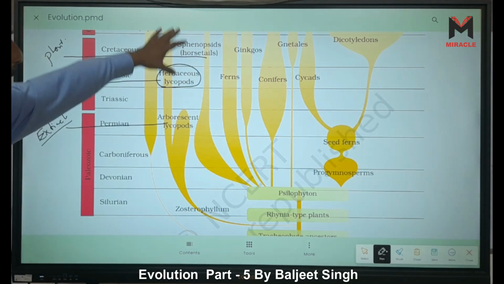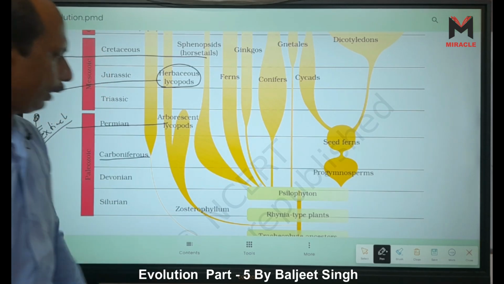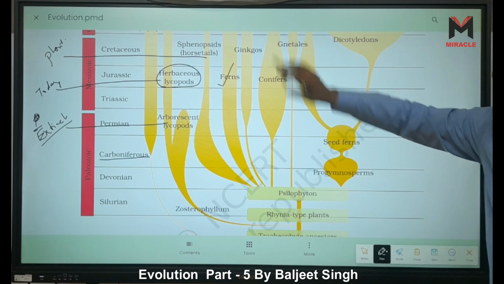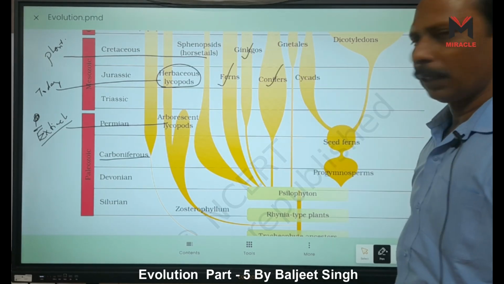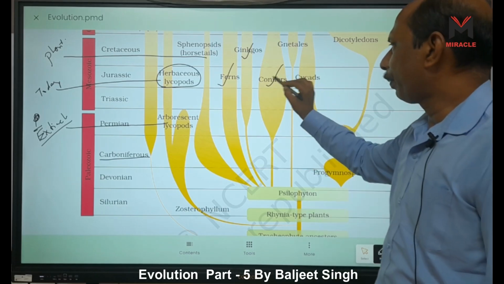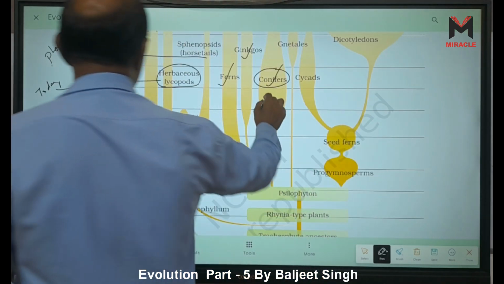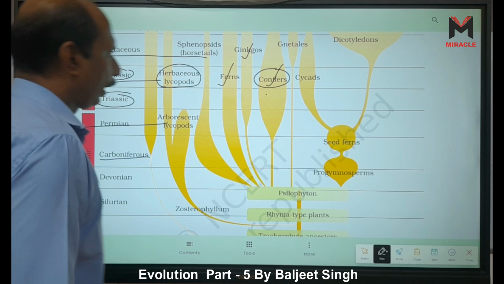Sphenopsids are maximally developed in which era? Carboniferous era, right? Second one is our ferns. Separately formed are ginkgos, and they are also separately formed conifers. Conifer example is our Pinus, right? And conifers' maximum development is in the Triassic or Jurassic, right?